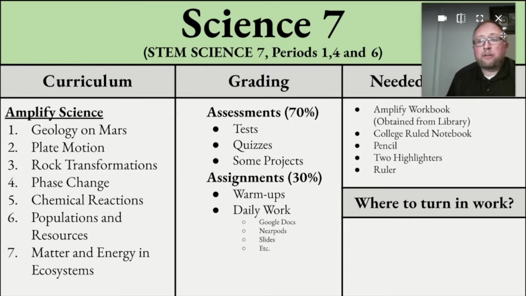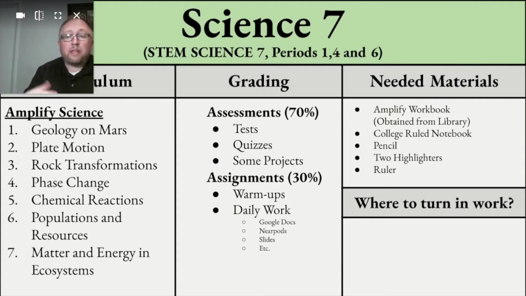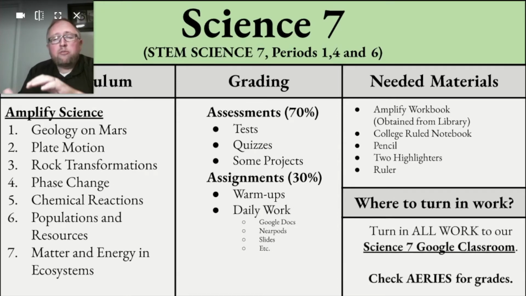Some needed materials for this class will include an Amplify workbook, which your child should have obtained from the library. There'll be one for every unit in Amplify this year. Also a college ruled notebook, pencil, 2 highlighters, and ruler. Just the basic materials. If you need help obtaining those, please let me know. Your child will be turning all their work into our Google Classroom. We'll have a Google Classroom page for just science, Science 7 Google Classroom. They'll be able to check Aries, though, for their grades.